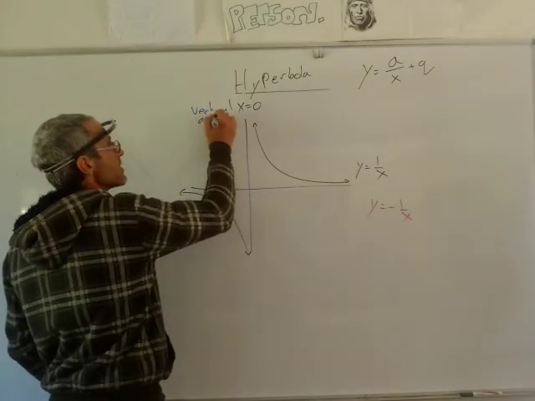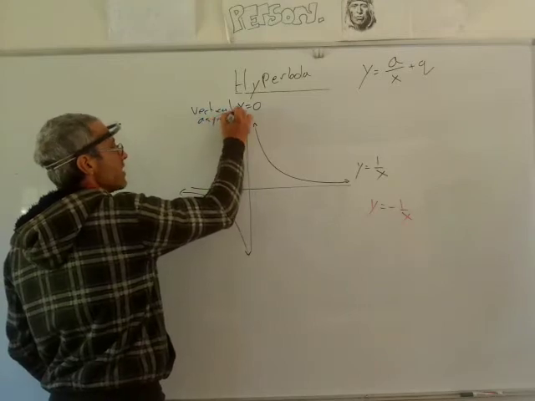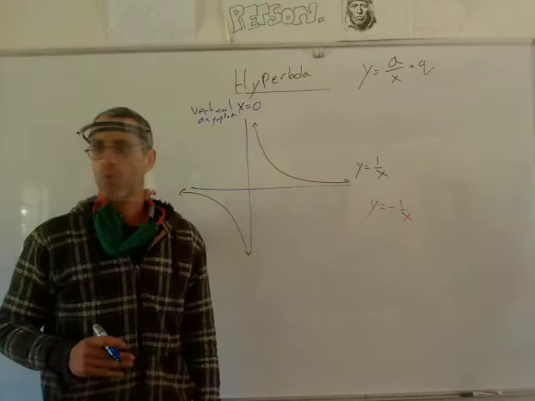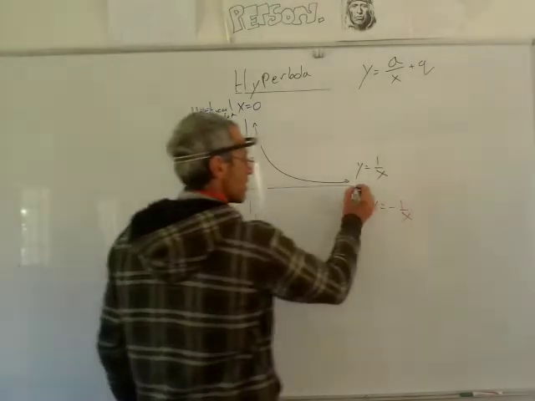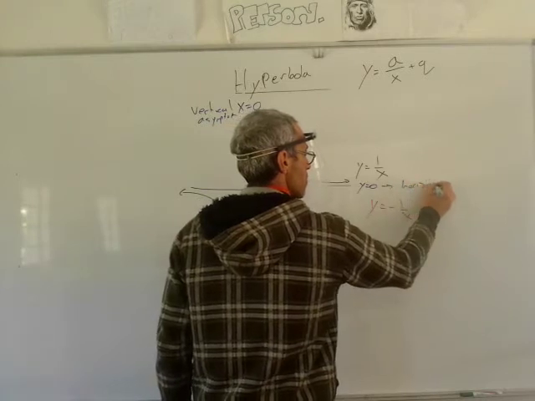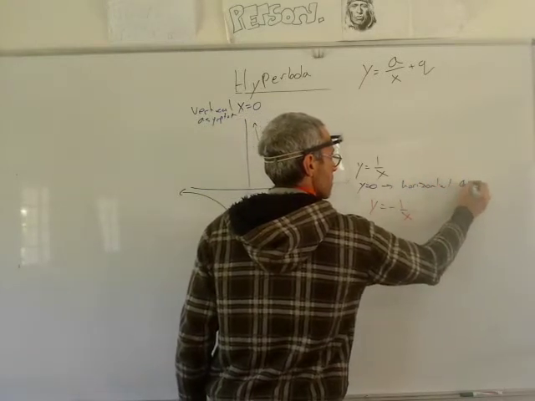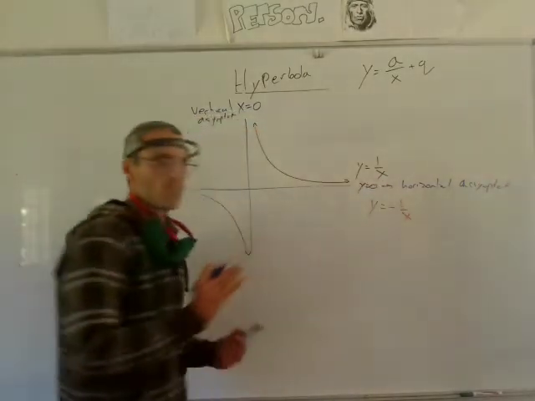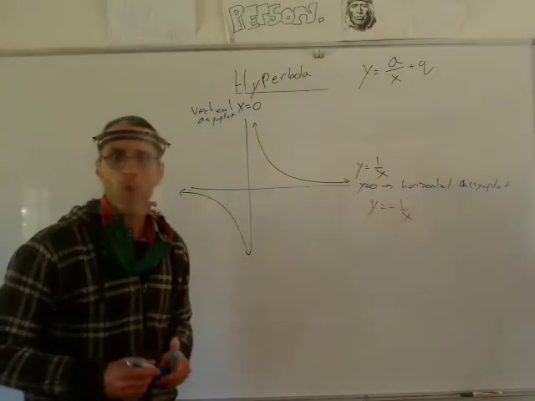Vertical asymptote. And then if I ask you what's the horizontal asymptote, that will be y equals 0. Y equals 0 will be your horizontal asymptote. A bit confusing, isn't it? Because it's like the x-axis, but that's actually y equals 0.